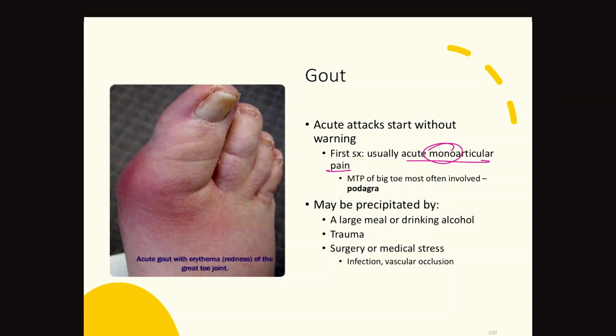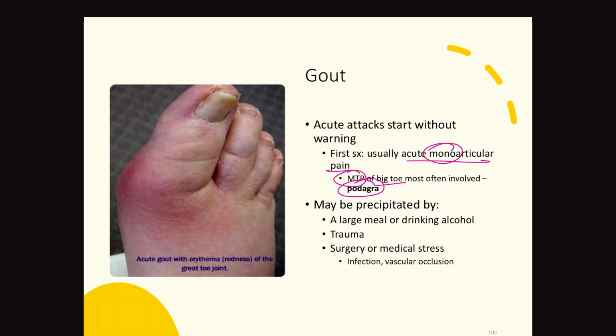So whenever you have one joint, there's got to be a reason for that one joint to be affected by this. It could be gout, it could be other things, but we'll go from there. If the MTP of the big toe is the one that's involved, it's called podagra. So if you ever hear podagra, whatever you call it, it's gout of the big toe. Just another way of calling it podagra, gout of the big toe.